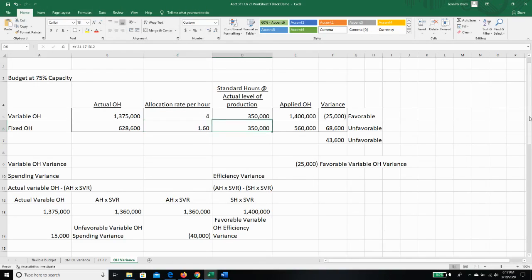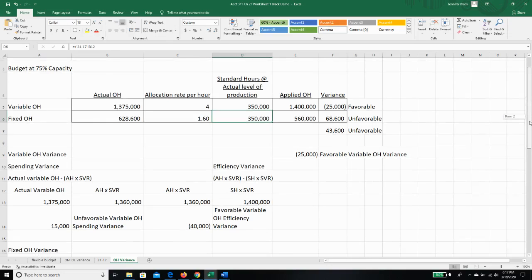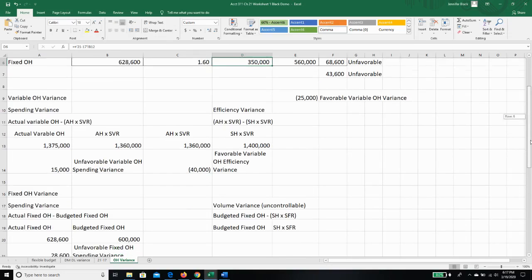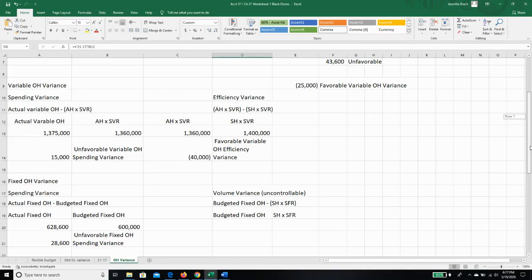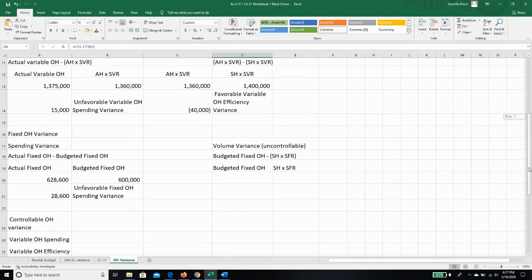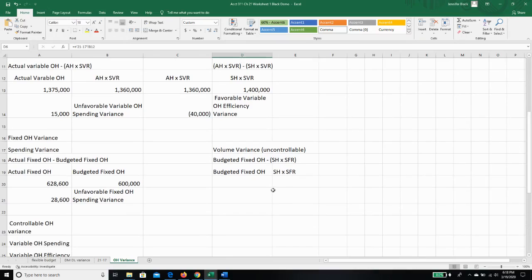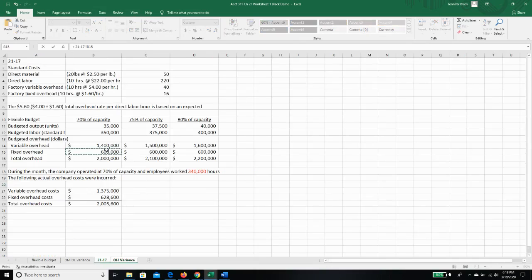So if we purposely produce at a level other than what was originally budgeted, we're going to end up with a variance, and that really can't be blamed on the plant manager, right? Because if someone comes and says, I need you to make more, I need you to make less, that's what the plant manager is going to do. So we're not going to hold them accountable for the volume variance. So our volume variance is our budgeted fixed overhead minus our standard hours times our standard fixed rate. So our budgeted overhead, again, we said was 600,000.